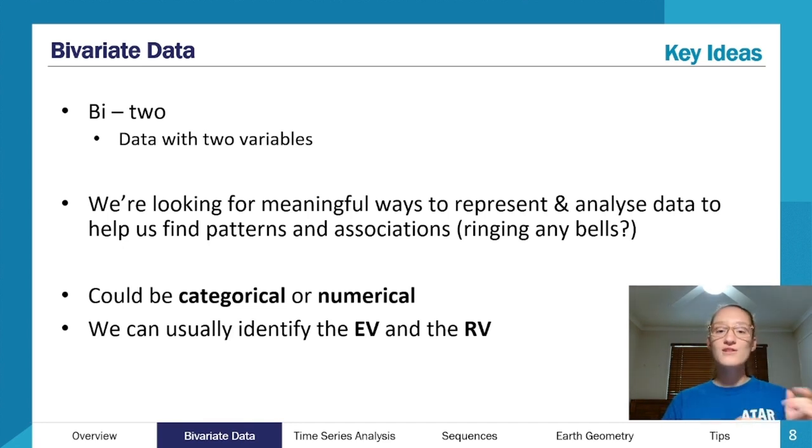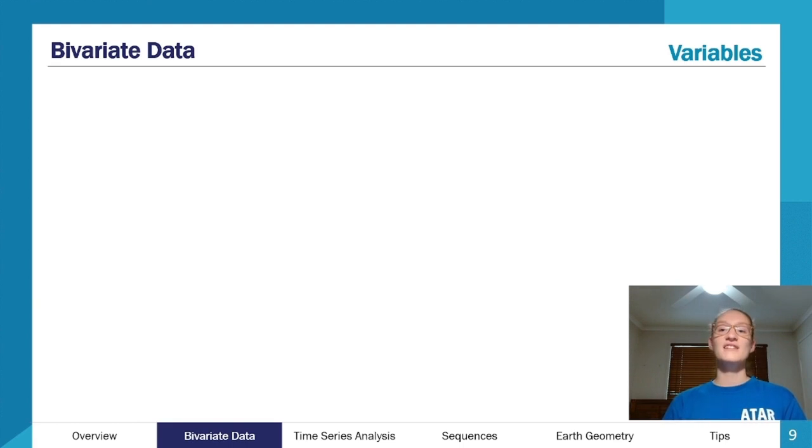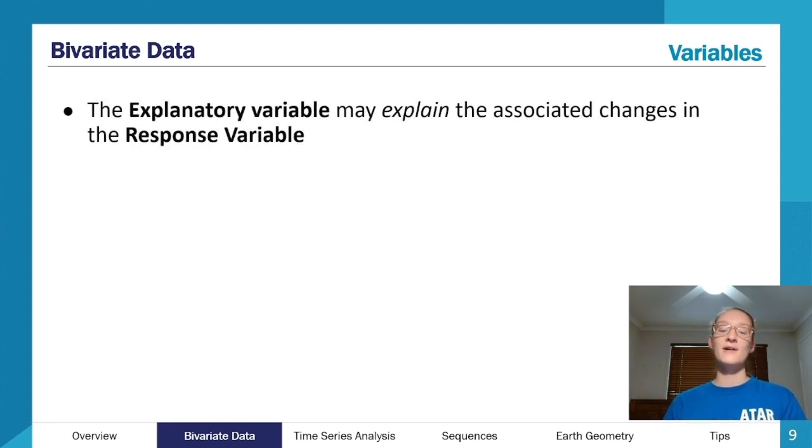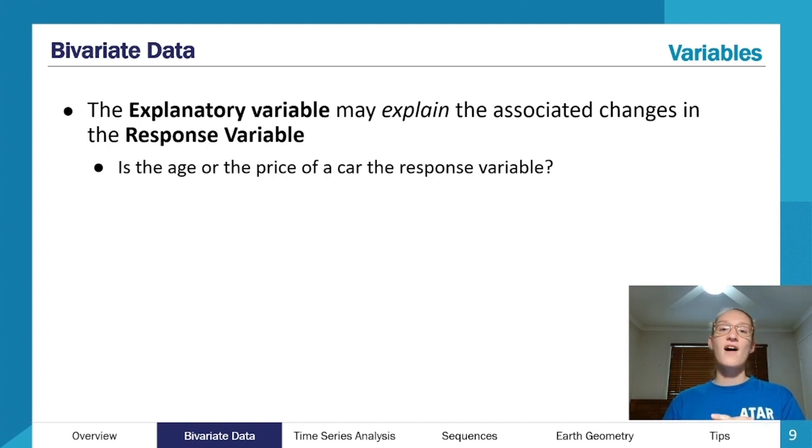So there are some more terms that you're likely to be familiar with as well. We can have categorical data, numerical data, and when we have bivariate data, those two variables, we can often identify the explanatory variable and the response variable. Have a think back to see if you remember what each of those terms mean. But just in case, we'll quickly go over those now. So the explanatory variable may explain the associated change in the response variable. It's important to have this foundational definition so that we know we're on the same page when we're talking about these things.